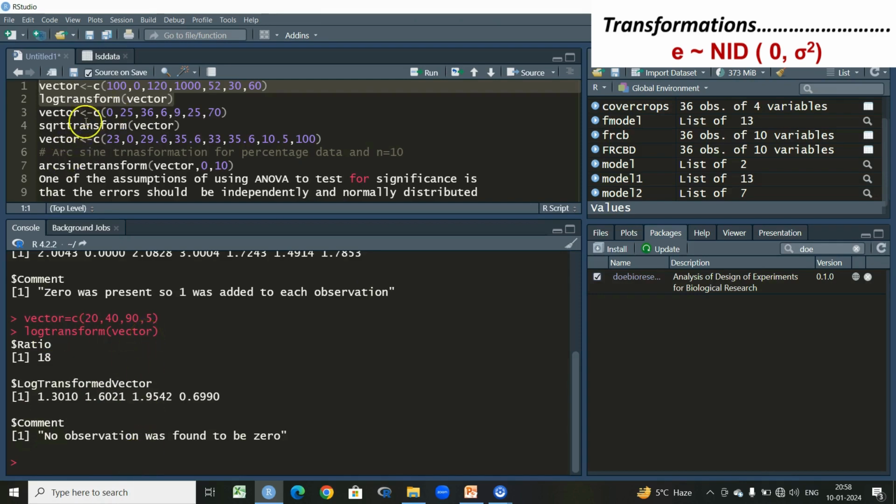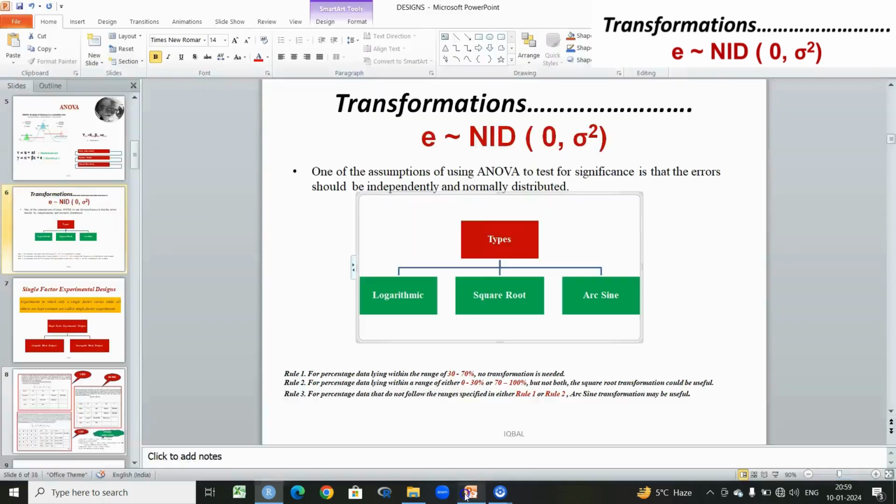Then we have two other transformations, that is square root and arcsine. Both square root as well as arcsine are used when we have data which is present as a percentage. For that I will use a one slide PPT here. You can see we have three different types of transformation: log, square root, and arcsine. The first one is used whenever we have a huge range present in our data, and square root and arcsine are usually used when the data is in percentage form.